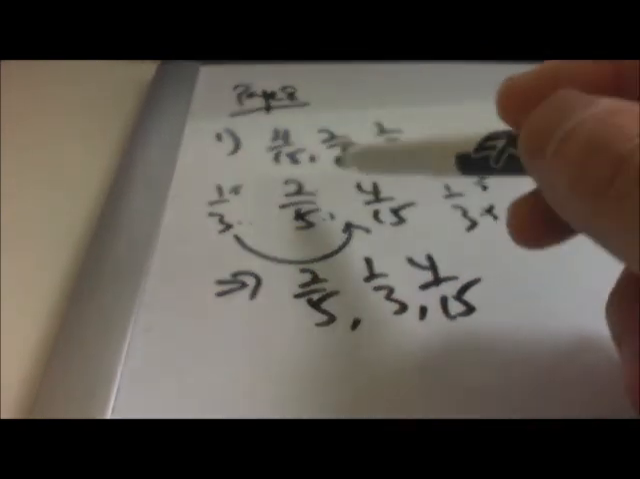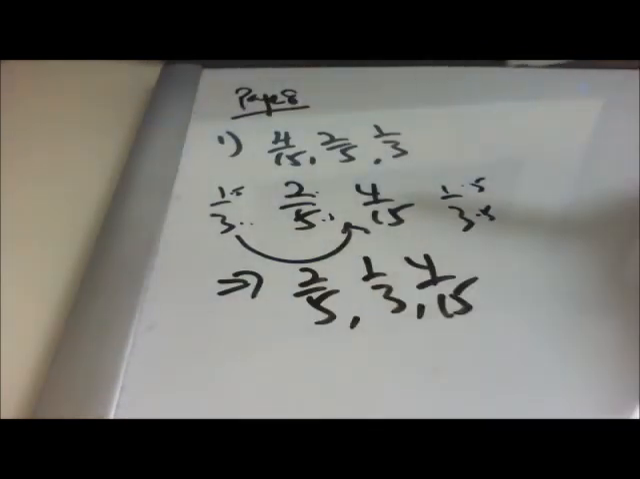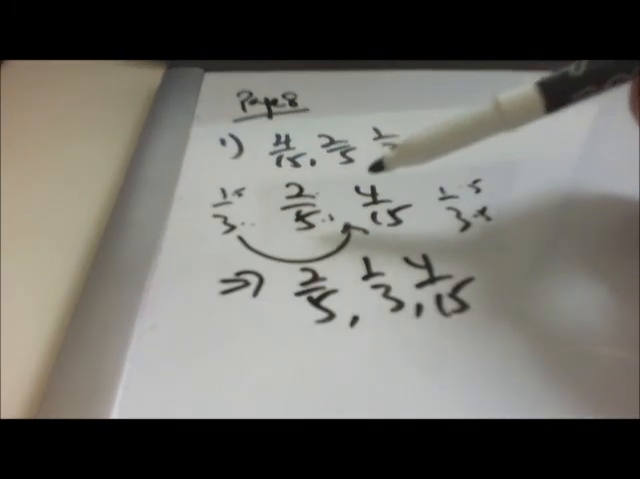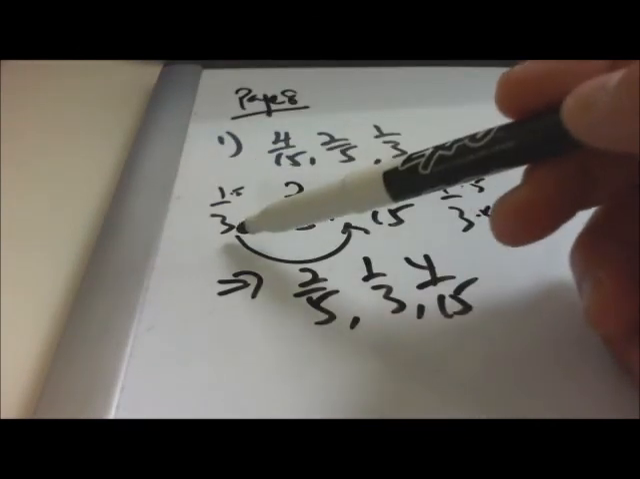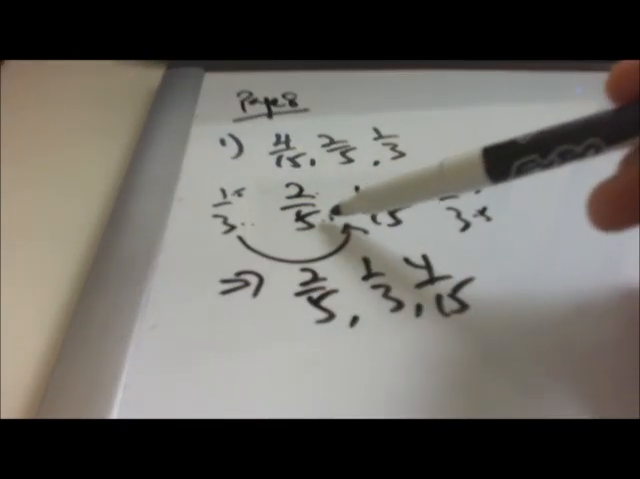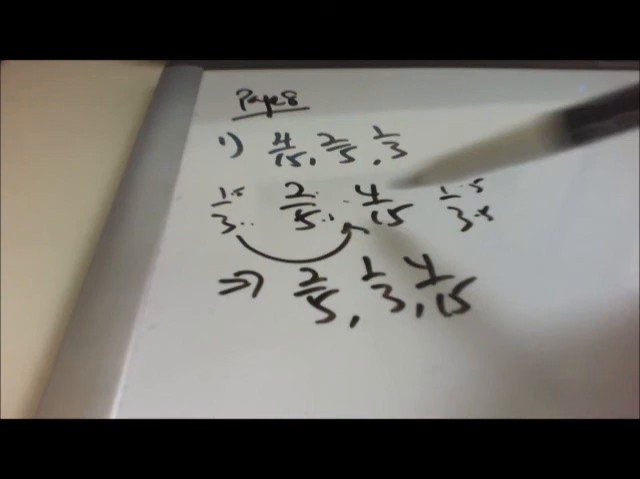If you don't want to compare like this by using cross multiplication or finding a common denominator, what you can do is, if you know 1/3 as a percentage is 33 and 1/3%, and 2/5 is actually 40%, so this is obviously larger than this. So in this case, this is greater than this, and you compare these two, that's it.